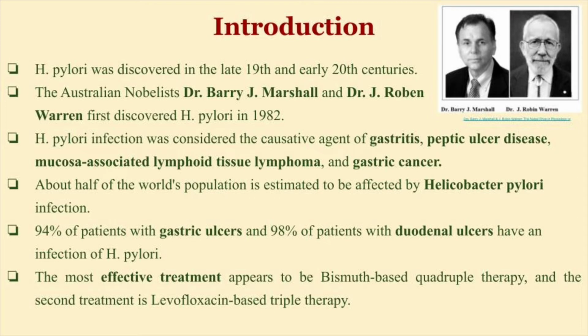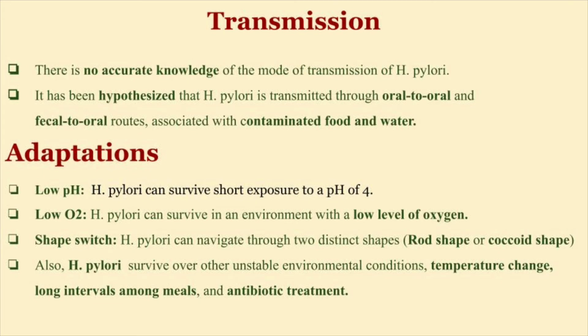94% of patients with gastric ulcers and 98% of patients with duodenal ulcers have an infection of H. pylori. And finally, the most effective treatment appears to be bismuth-based quadruple therapy, and the second treatment is levofloxacin-based triple therapy. For the transmission, there is no accurate knowledge of the mode of transmission of H. pylori. Therefore, it has been hypothesized that H. pylori is transmitted through oral-to-oral and fecal-to-oral routes associated with contaminated food and water.